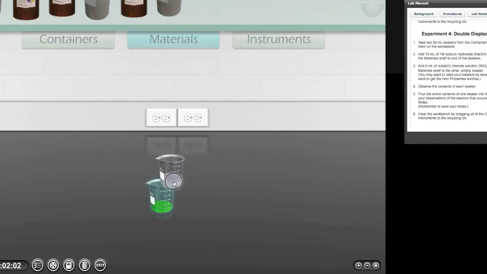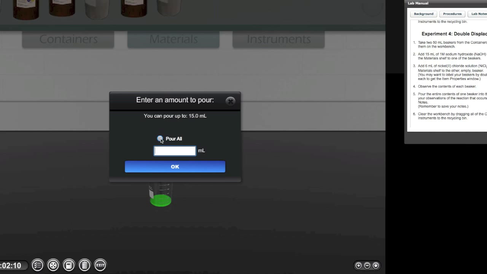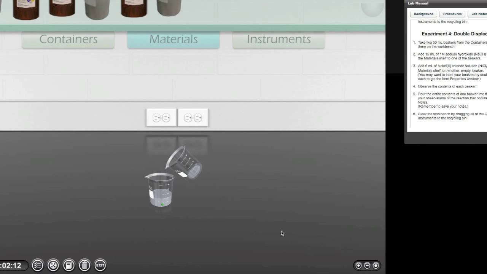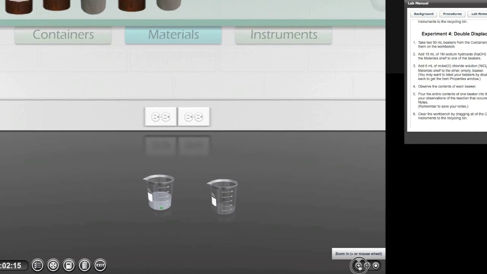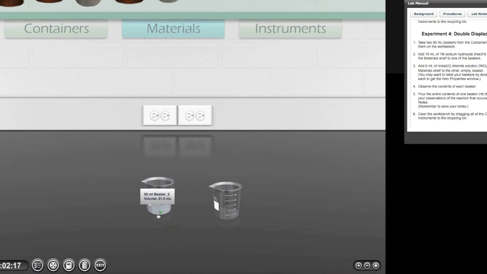Next, we poured the contents of the gray/clear sodium hydroxide beaker into the beaker containing the green nickel 2 chloride solution. This part can be completed either pouring sodium hydroxide into nickel 2 chloride or nickel 2 chloride into sodium hydroxide. It doesn't matter. A green solid immediately forms at the bottom of the beaker. The liquid surrounding it is gray-clear.